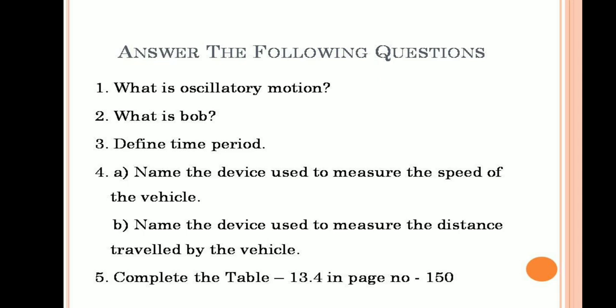Answer the following questions. What is oscillatory motion? What is bob? Define time period. Name the device used to measure the speed of the vehicle. Name the device used to measure the distance travelled by the vehicle. Complete the table 13.4 in page number 150.